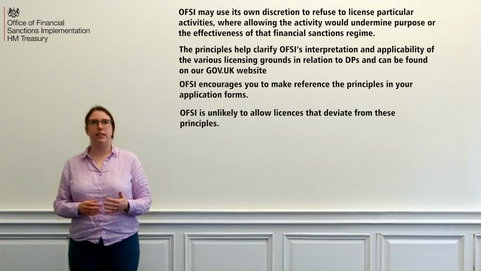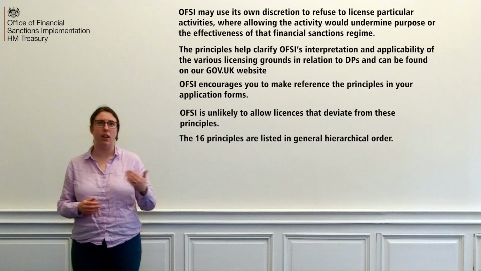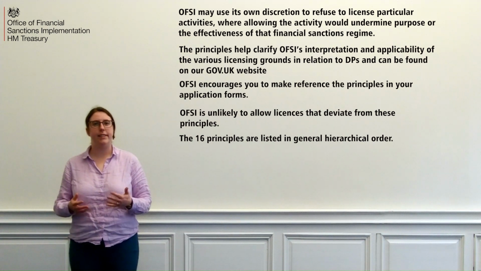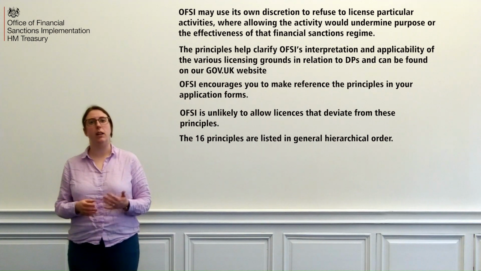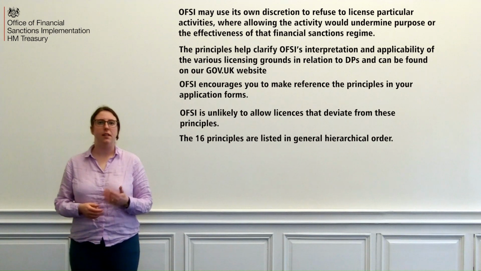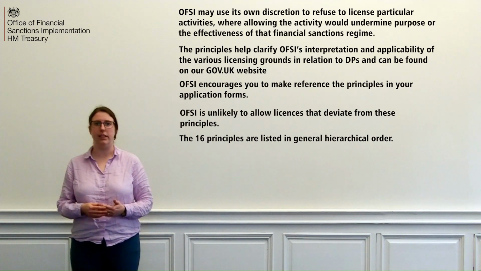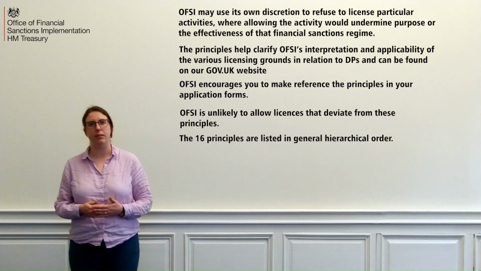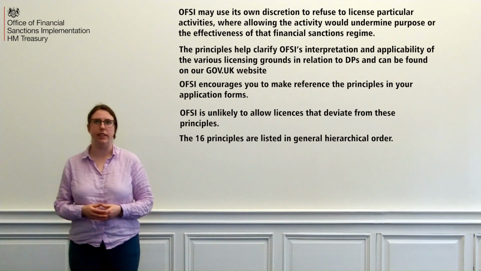The principles are listed in general hierarchical order, with the first principle taking precedence over the second and so on, and there's 16 principles in total. The first two principles I will specifically mention because I think they're really very important. The first outlines that OFSI retains the discretion to refuse to license applications where we determine that even where the licensing purposes have been satisfied, it's not appropriate to license that activity.